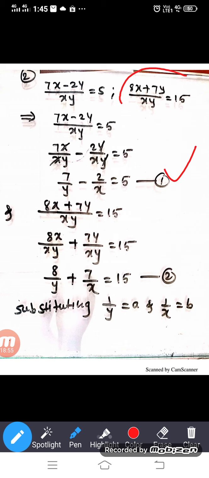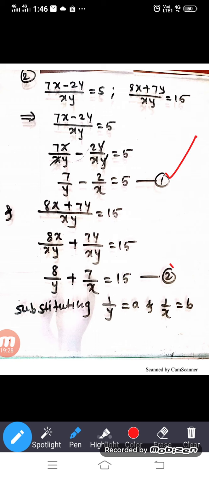त्याच पद्धतीने दिलेलं दुसरं समीकरण जे आहे 8x प्लस 7y अपॉन xy इज इक्वल टू 15. इथे पण छेदस्थानी xy आहे, अंशाच्या प्रत्येक पदासाठी आपण छेद वेगळा लिहूया. 8x अपॉन xy प्लस 7y अपॉन xy इज इक्वल टू 15. हा x कॅन्सल होईल, शिल्लक राहील 8 अपॉन y आणि हा y कॅन्सल होईल, शिल्लक राहील 7 अपॉन x इज इक्वल टू 15. इक्वेशन नंबर 2 मिळेल 8 by y plus 7 by x is equal to 15.